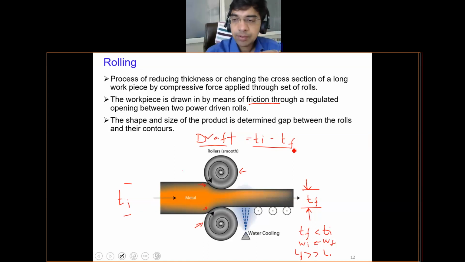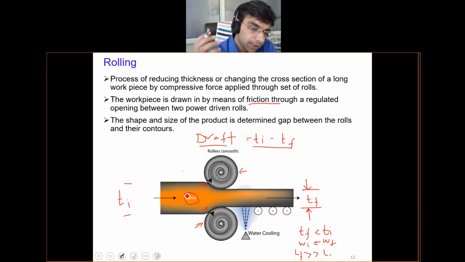Again, this rolling process can be either hot working or cold working. The rolling process is in the regime of hot working when the temperature is above the recrystallization temperature of the metal. If it is above the recrystallization temperature, it becomes hot rolling. If it is below the recrystallization temperature, it becomes a cold rolling process.